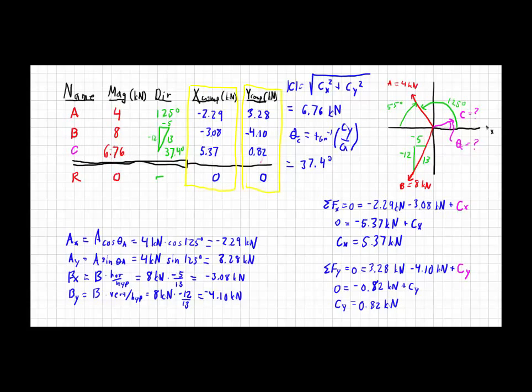And that is how to solve a very basic concurrent force problem in 2 dimensions, where one force is given at an angle, another force is given with a slope, and you just need to find the third force that will bring it into equilibrium. So putting these 3 forces together will give you a resultant of 0, which means that the system is in equilibrium. I hope this helps.